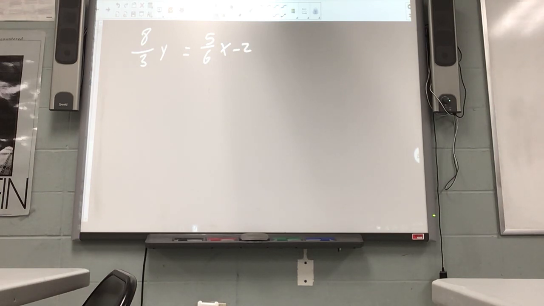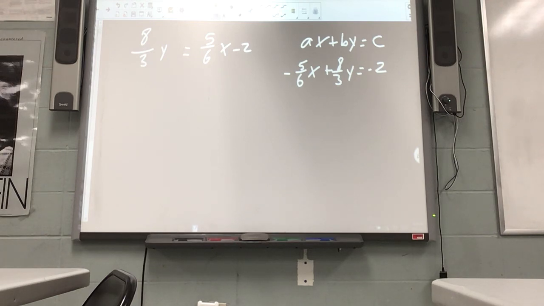Okay, so number 9, it says write in standard form. So the first deal about standard form, you gotta have the x and the y, ax plus by equals c. You gotta have the x and the y on the same side and the number without a letter by itself. So I would need to move that 5/6 x over there. Anytime you move across the equal sign, you gotta make it the opposite, so it's going to be a negative 5/6 x. So I'm going to put it in the order here: negative 5/6 x plus 8/3 y equals negative 2.